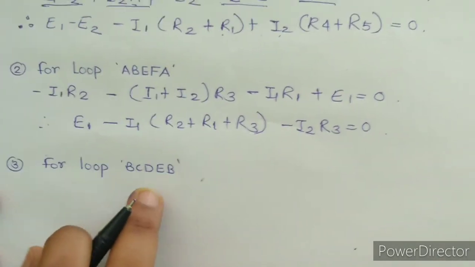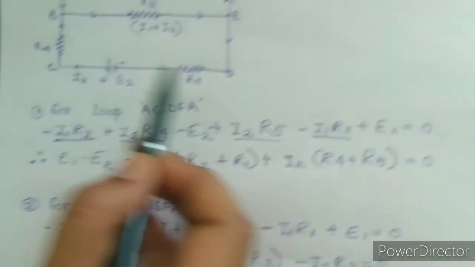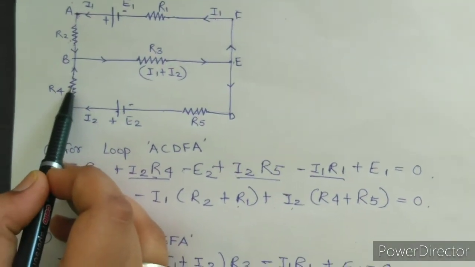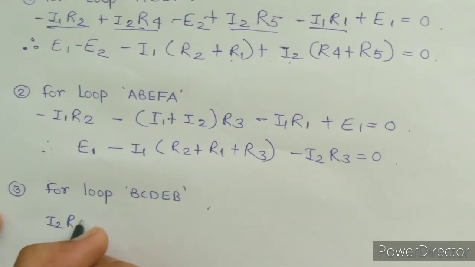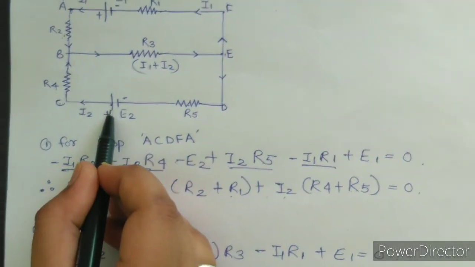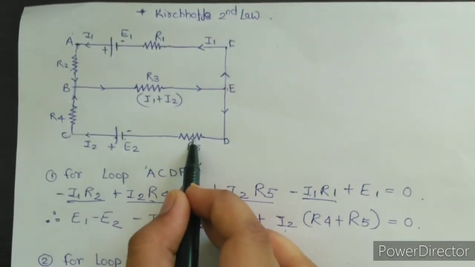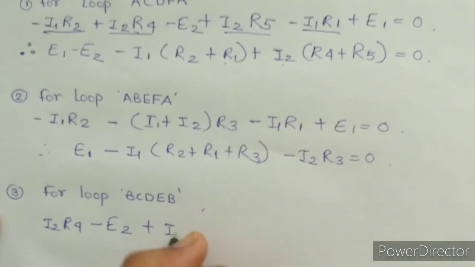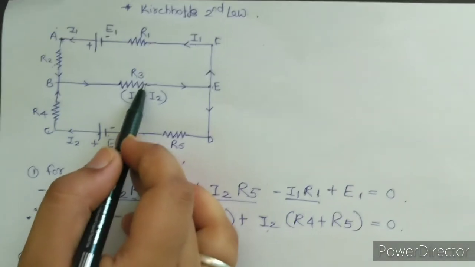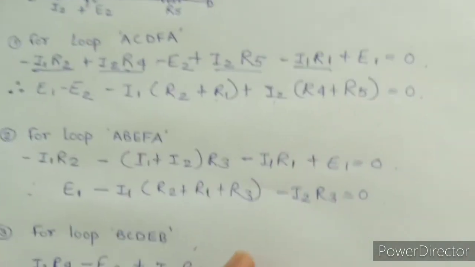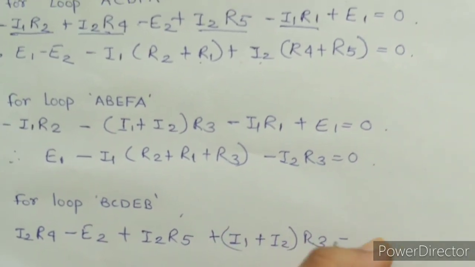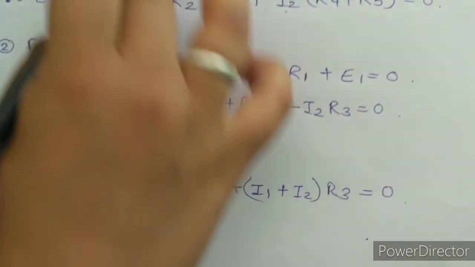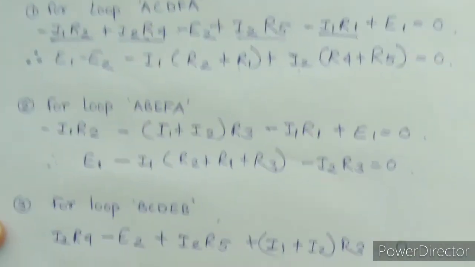Now if we consider loop BCDEB. Here the direction of flow of current and traversing are opposite. So here it would be plus I2 R4. Then moving on further, here it is traversing from the positive terminal to the negative terminal. So it would be minus E2. Then we traverse through R5. So it would be plus I2 R5. Then moving on here we are again traversing opposite to the current flow. So it would be plus (I1 plus I2) R3 is equal to 0. Now these are three expressions for this loop as per voltage law.